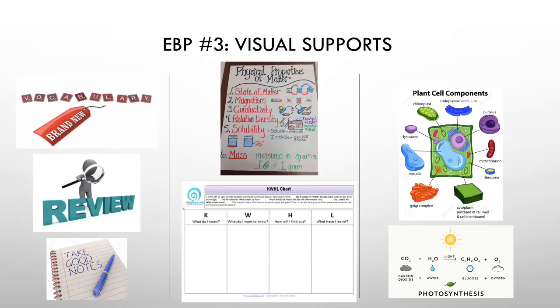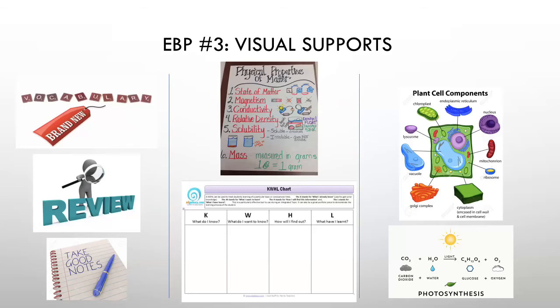In the middle, you'll see 2 different types of visual supports that you often see in classrooms, and I'm sure many of you are using these. The top one is an anchor chart. It's just a sample that I downloaded from the internet. Anchor charts are great ways for students to be reminded of some key ideas within the lesson. And then below that are the graphic organizers.